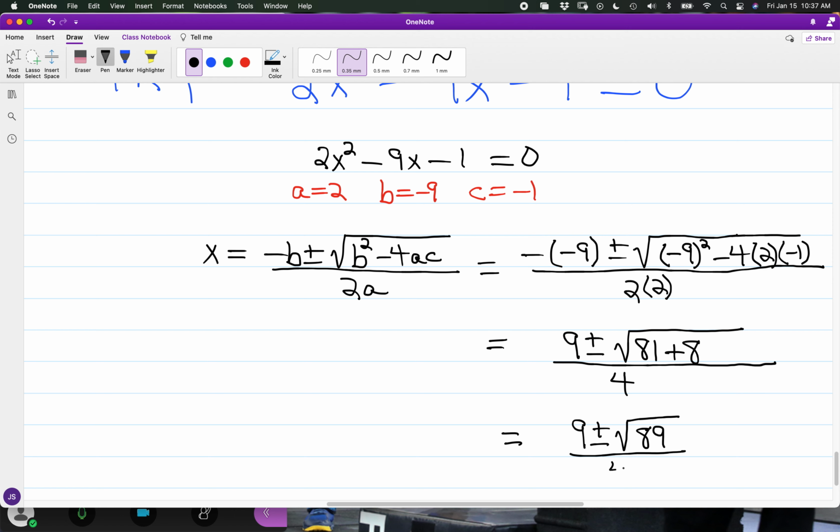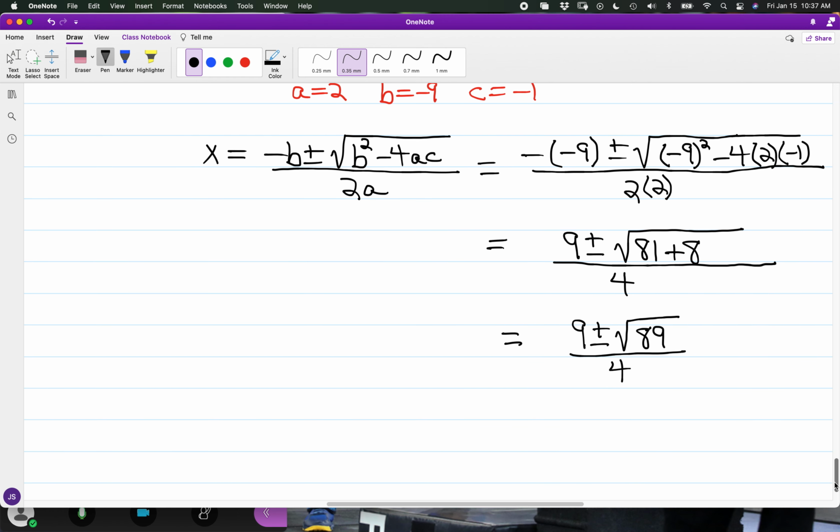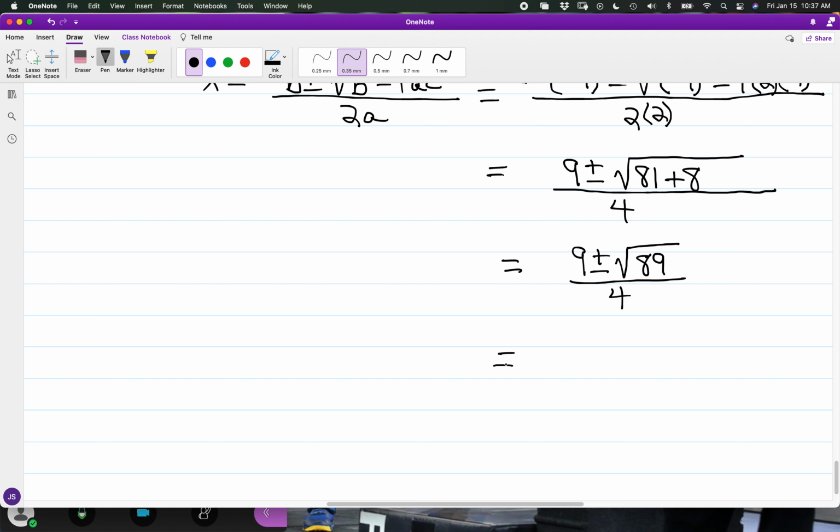all over 4. And 89, just like what we had with 41, is another prime number. So this is a radical that not only has a value that is not a perfect square, but its value also cannot be reduced to a lower radical. So in this case, you have 9 plus the square root of 89 all over 4. And at the lower end, we have 9 minus the square root of 89 all over 4.